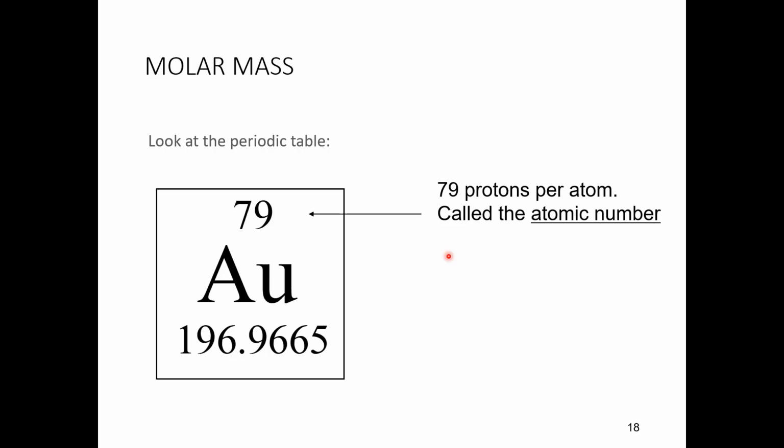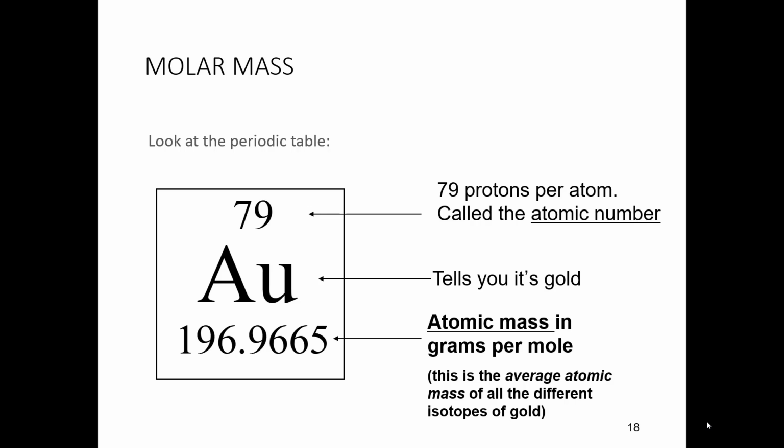Let's zoom in on it. 79, that's the atomic number, and that tells you that there's 79 protons in the nucleus of gold. Of course, that's the element symbol. It says aurum, gold. And then this number, 196.9665, that's the average atomic mass of all the different isotopes that exist of gold. We just average them all together, and we say that this is, on average, the atomic mass of gold. And it's in units of grams per mole.